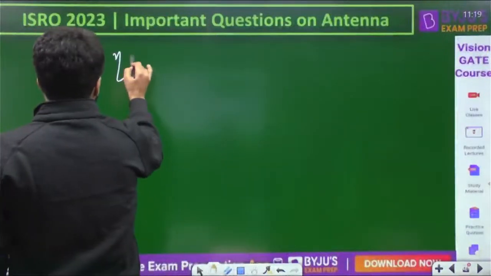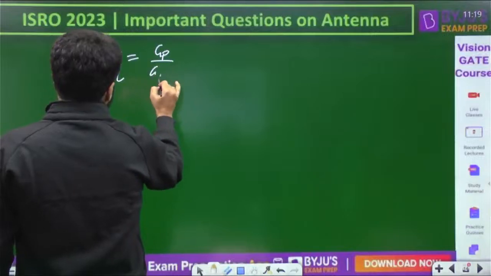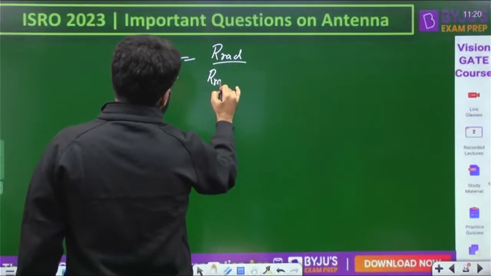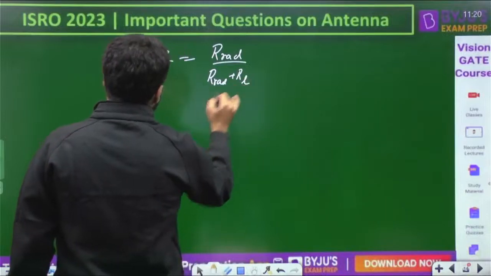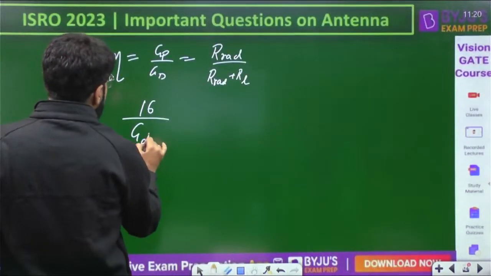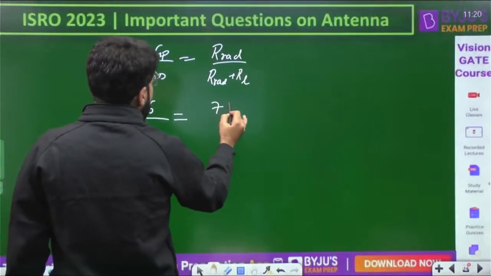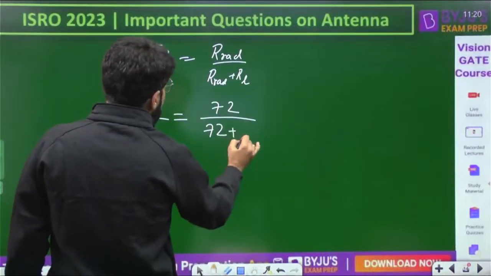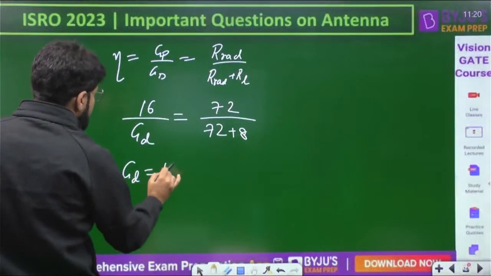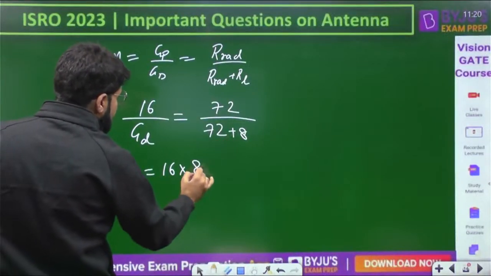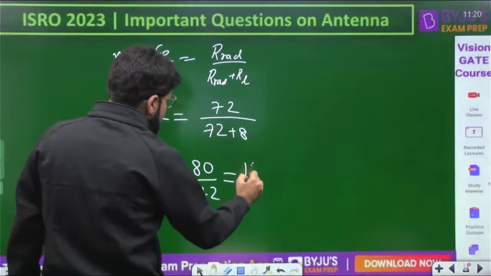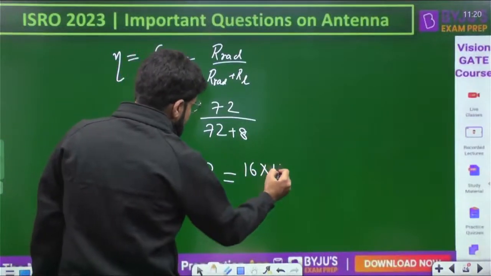Okay, so I would have efficiency. I'll use this formula. GP by GD is equal to R rad upon R rad plus RL, the radiation resistance formula. Power gain is 16, correct. Directive gain is to be required is equal to radiation resistance 72 upon 72 plus loss resistance, that is 8. So what is the value for GD? It is 16 multiplied by 80 divided by 72. So 16 cancels with 8, that is 10 by 9.